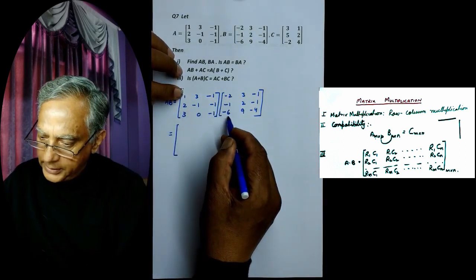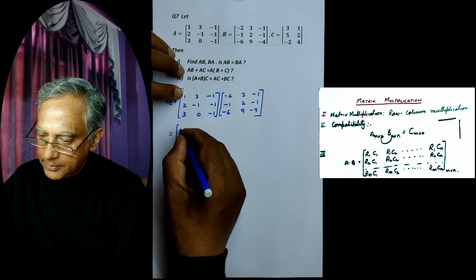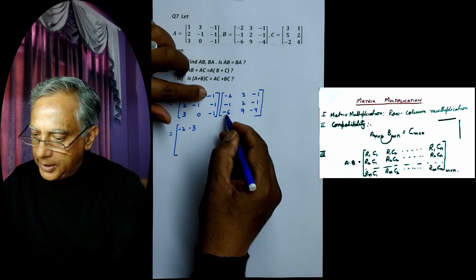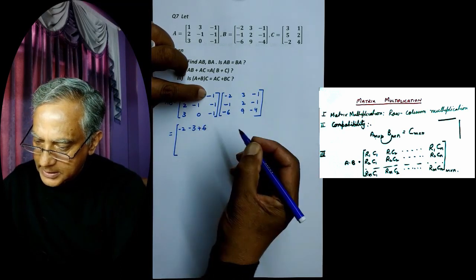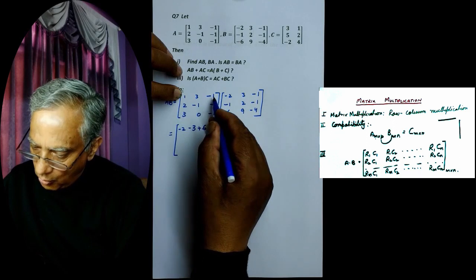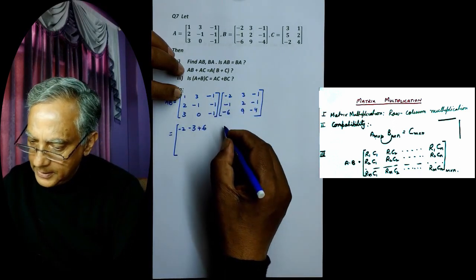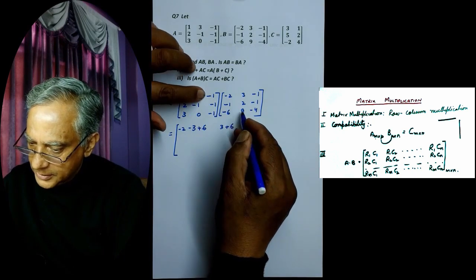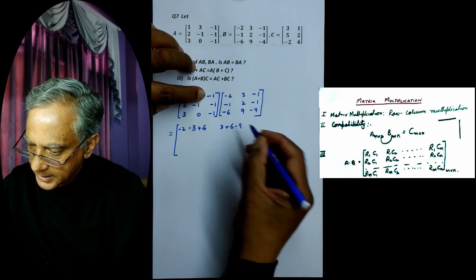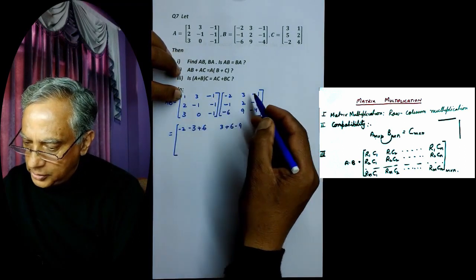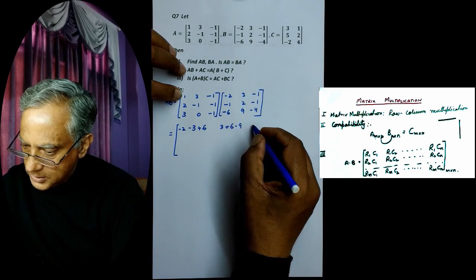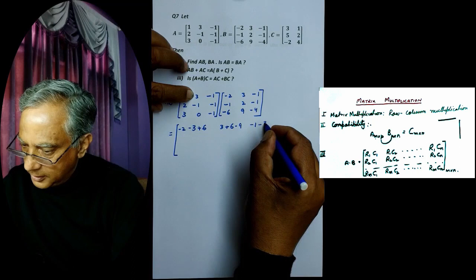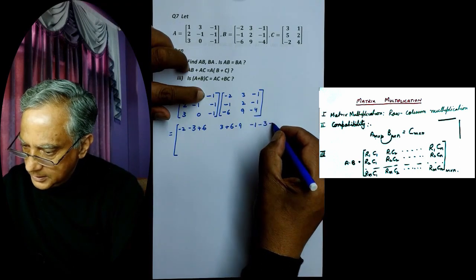Now this row with this column. First entry with first, minus 2. Second entry with second, minus 3. Third entry with third, plus 6. Now multiply this row with this column. So this will be 3 into 1 is 3, second entry with second, 6, third entry with third is minus 9. Now this row with this column, 1 minus 1, this into minus 1, second entry with second, minus 3, third entry with third, plus 4.